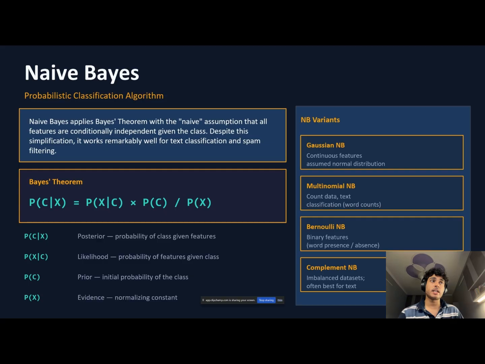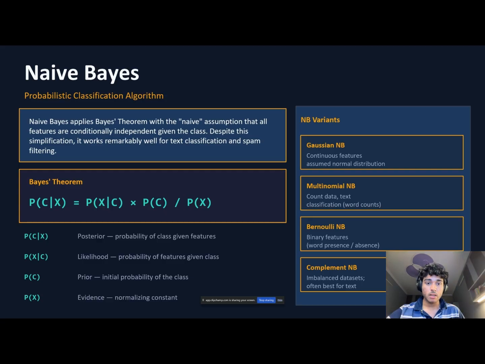If we look at the presentation itself, you can see the probability theorem, the Bayes theorem listed here, with each of its variables given here. There are four types of naive Bayes variants: Gaussian NB, multinomial NB, Bernoulli NB, and complement NB. So let's move on to the next.